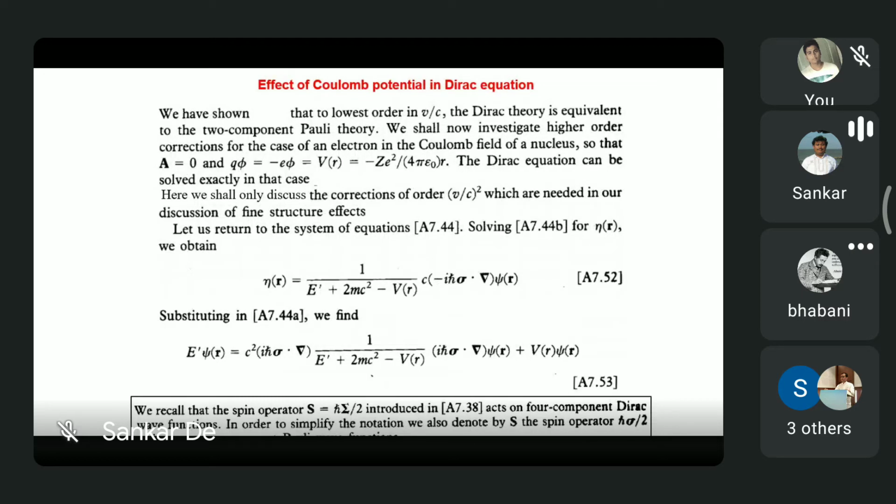So instead of having minus q phi, we can define q phi as V(r), and we rearrange and get the V(r) on the other side and just have this. Then put this eta value into 7.44a and get the other one. You don't have to work it out; just by intuition you can make it out. Just check and tell me whether it is correct.